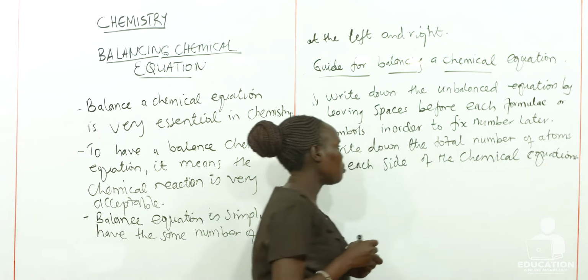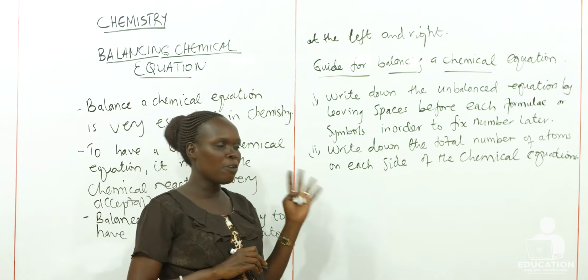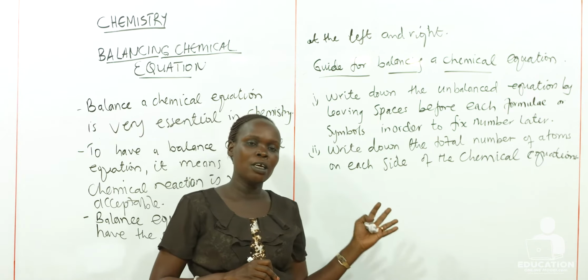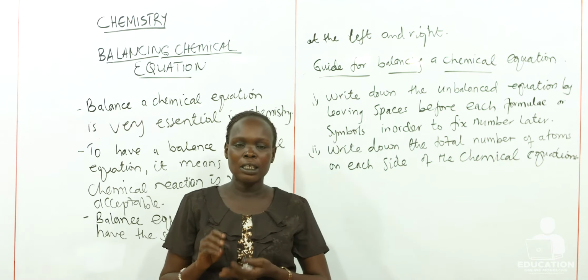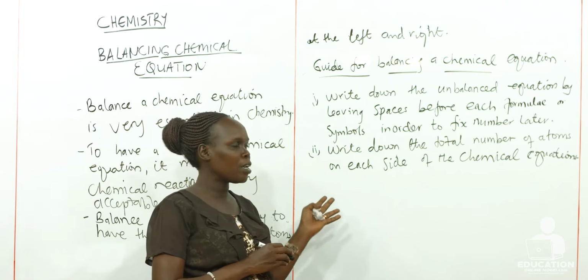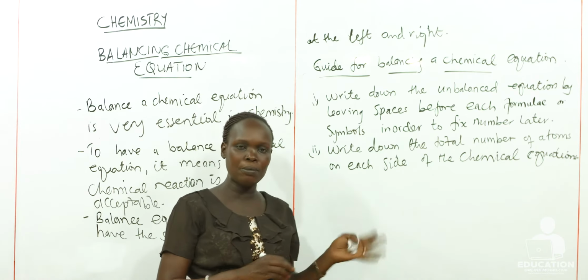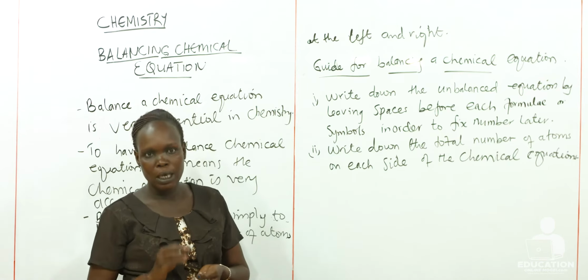So you need to remember that you write down the total number. It means you need to count the number of atoms at the right hand side, and also you count the number of atoms at the left hand side. You can have different numbers of atoms at the right hand side, and you need to count them. Different numbers of atoms at the left hand side also, you need to count them.